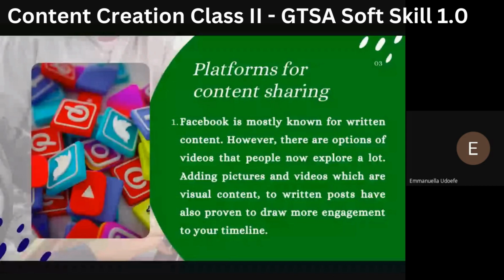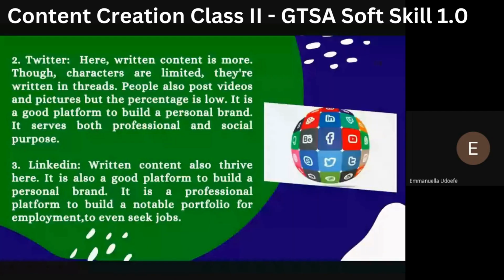The next one is Instagram. The next one is Twitter. Twitter is a text platform. All of us know that Twitter is a text platform, but pictures, people also use pictures and videos on Twitter, but not as much as they now use on Facebook. And then for the text format on Twitter, the characters are limited. People use Twitter for business. They also use it for personal branding. They use it for both professional and unprofessional use. Let me put it that way.